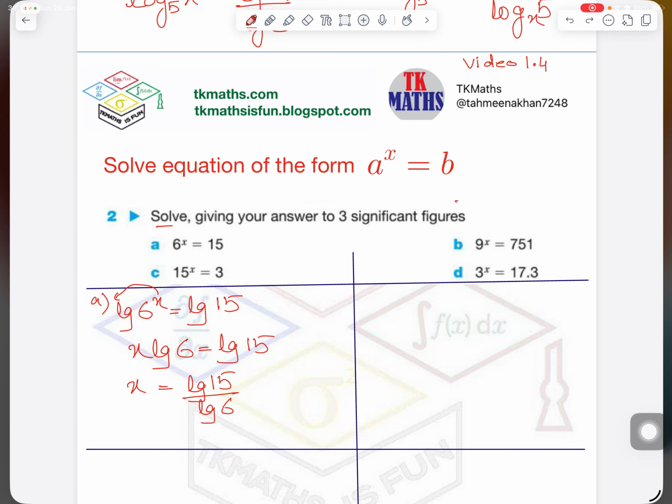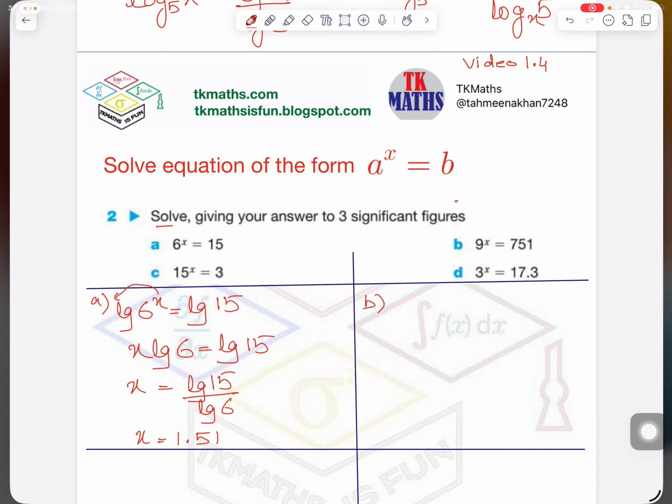So now let's use the calculator. lg 15 divided by lg 6. You can pick up the calculator. I'm also just using it here. Somehow this calculator got stuck, but let me just change the calculator. I hope it will be okay. So the answer is coming 1.51. The question is saying give your answer in 3 significant figures. So x is equal to 1.51.